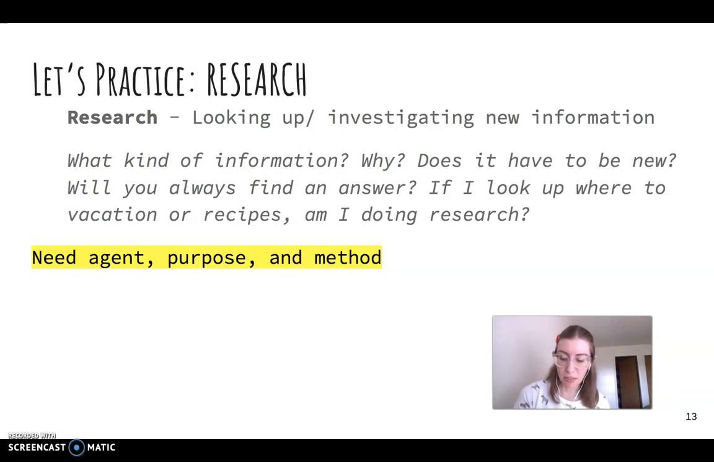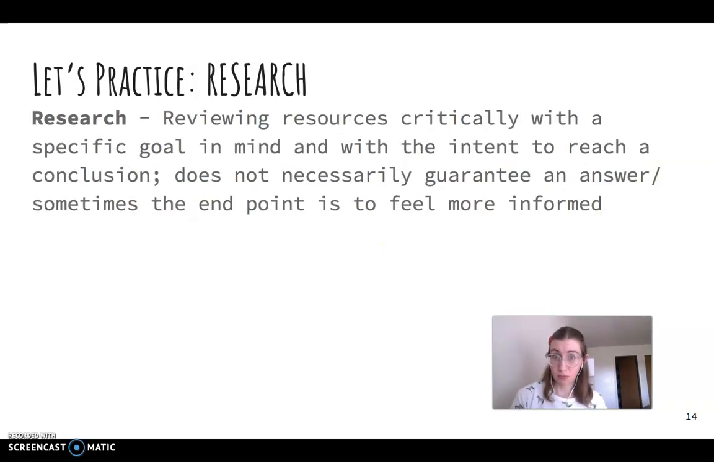So if we boiled it down, what's missing? This kind of definition is missing an agent, a purpose, and a method. It's missing the who, who's doing research, who would do research. It's missing a purpose, why do we do research, what's the goal, and the method, how do we go about doing research. So, let's write a better definition. To write the better definition, we need to answer those three components.